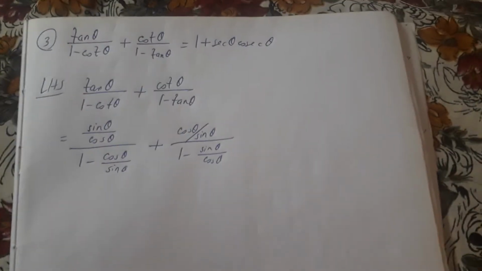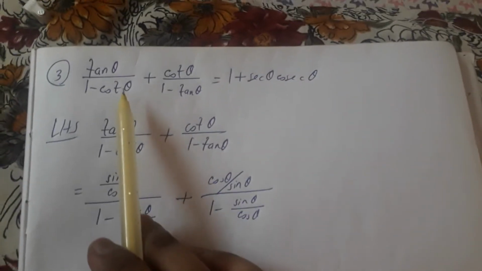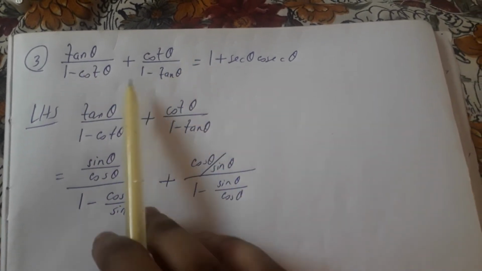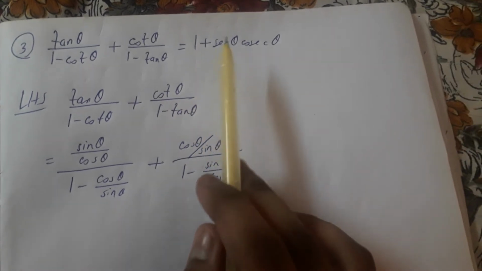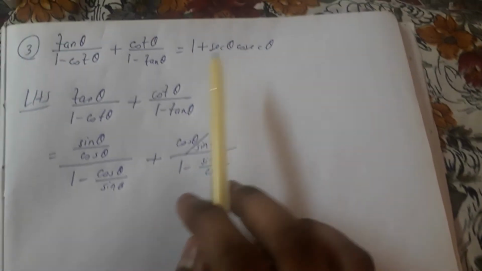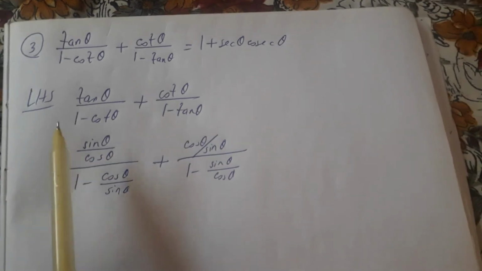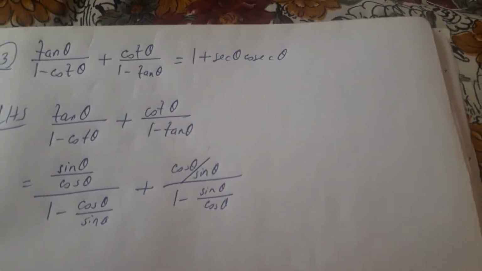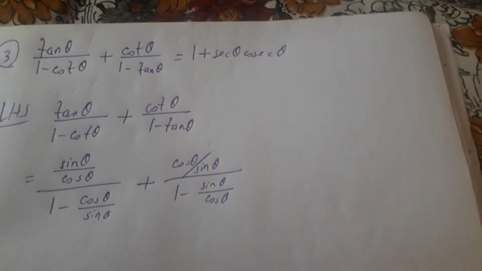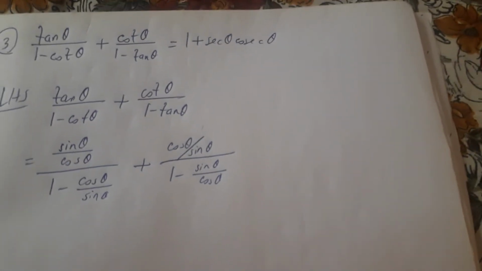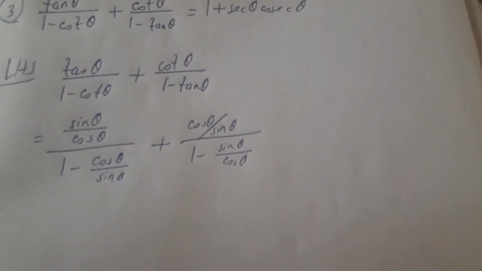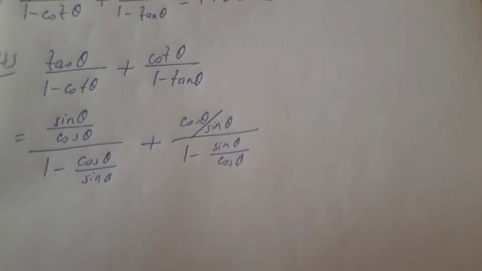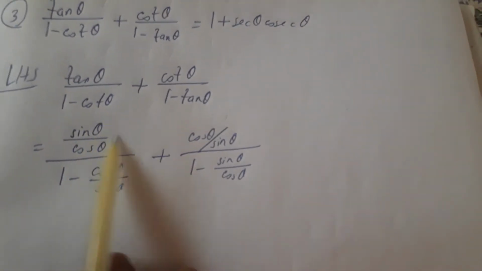Okay, now see the third one. The third one is given: tan theta divided by (1 minus cot theta) plus cot theta divided by (1 minus tan theta) is equal to 1 plus sec theta into cosec theta. So you have to start from LHS. After starting from LHS, first you have to convert it into sin theta and cos theta, otherwise you cannot solve this. Well, you can solve it, but it will take more time and get lengthy. So first you have to convert it into sin cos.